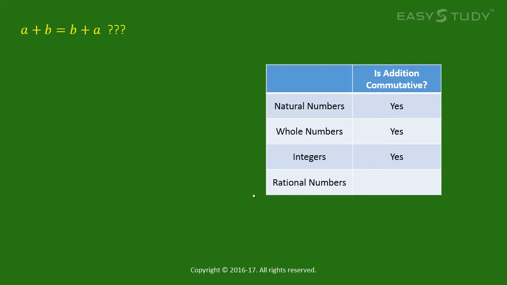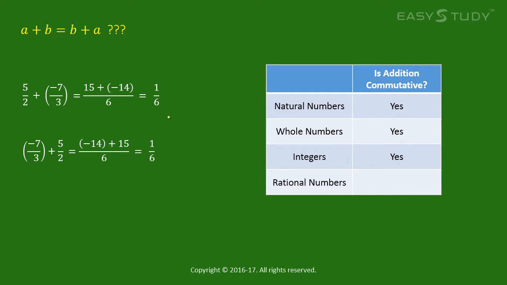Let's pick two rational numbers. 5 by 2 plus minus 7 by 3. If you simplify this, that is equal to 1 by 6. If we change the order, that is minus 7 by 3 plus 5 by 2, and if you simplify this, it will give you the same result. For any two rational numbers, a plus b is always equal to b plus a. Hence, addition is commutative for rational numbers.